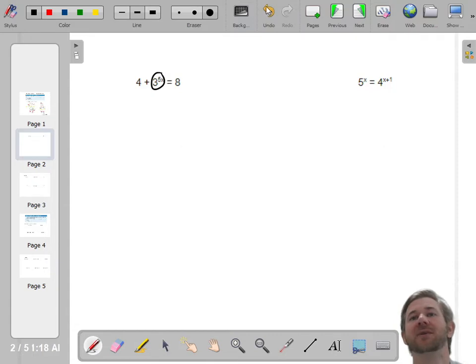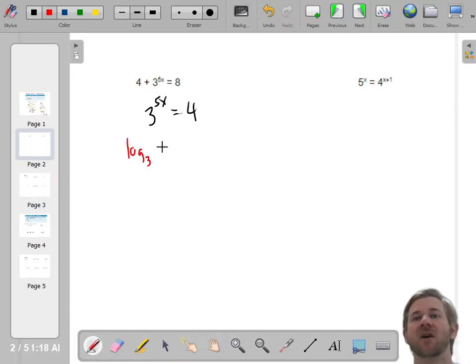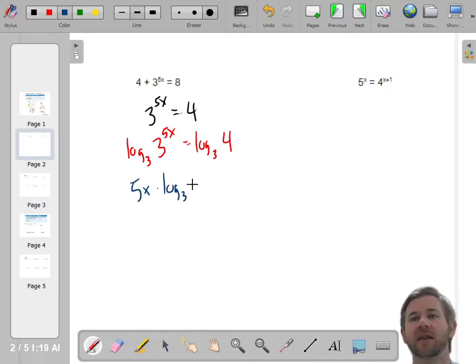First thing I need to do is isolate that exponent. So I will subtract 4 on both sides. 8 minus 4 is 4. Now I will take the base 3 log of both sides. And on the left side, you'll bring down the exponent, and then you'll hopefully realize that the log is going to go away because the base 3 log of 3 is 1.